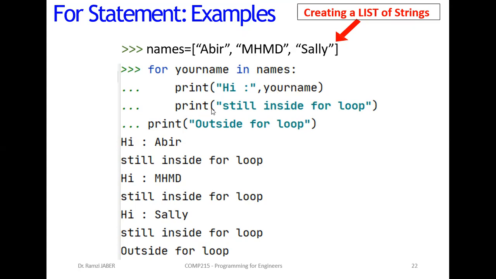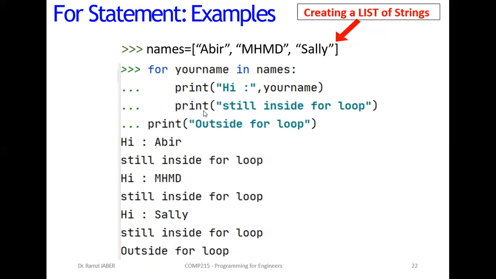And another print inside the for loop, because you have the same tab, still inside the loop, and enter here. This print is outside the for loop. So these 2 prints, no braces here, are inside the for loop. The third print is outside the for loop.